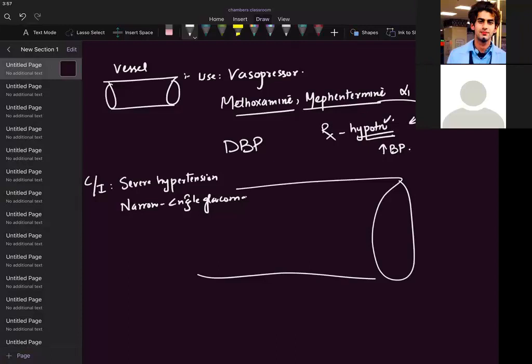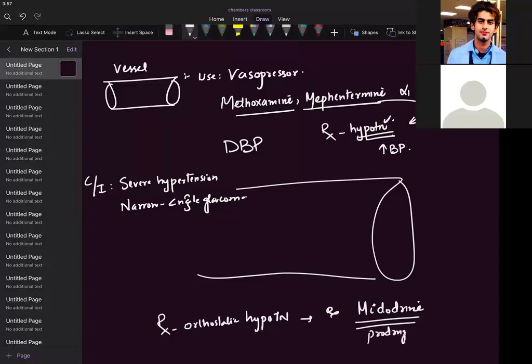Now I have another alpha 1 agonist. The patient says I have orthostatic hypotension. So for orthostatic hypotension, what do I give? I give midodrine. Midodrine basically is a prodrug. I hope you know, I have taught you the prodrug. What is the active metabolite produced? Desglymidodrine.